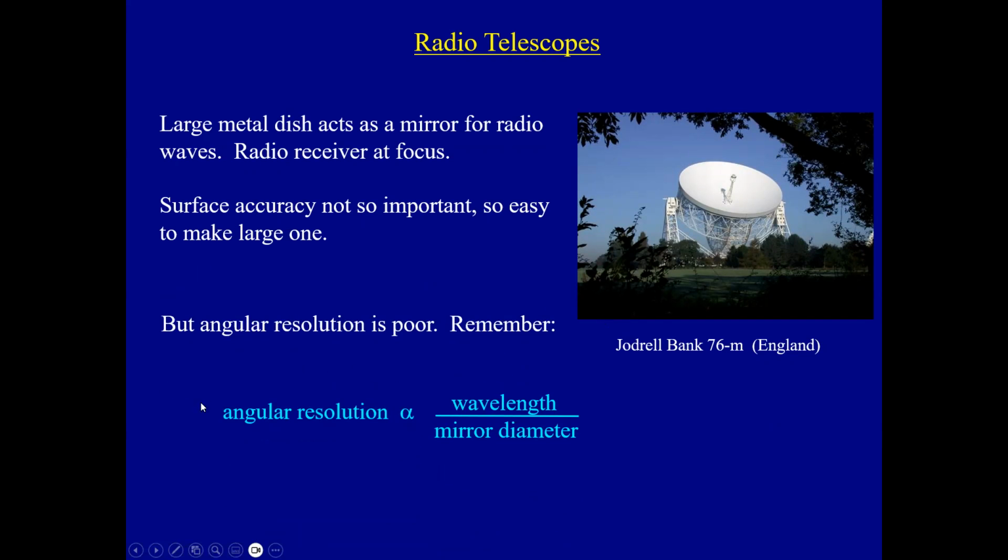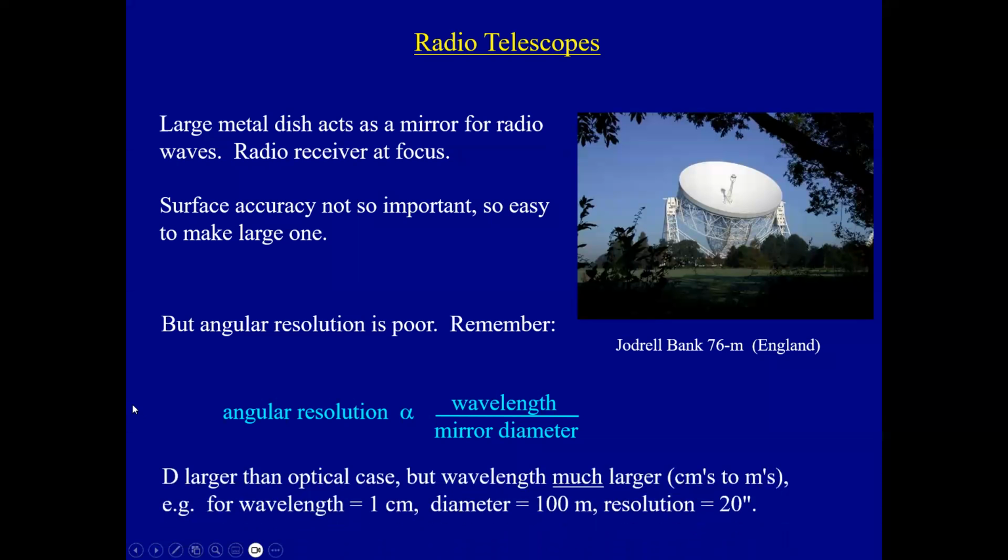Remember that the angular resolution equation is directly proportional to the wavelength and inversely proportional to the mirror diameter, right? So even if we can make the mirror large and lower the angular resolution, the wavelength will be a million times longer than visible light, right? So natively the angular resolution will be a lot less. Okay, so that's a little calculation there. I think you can go through that.